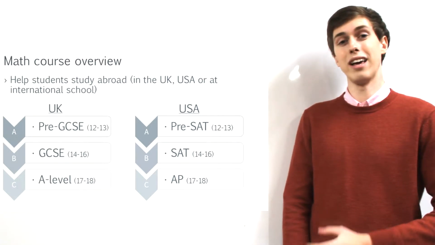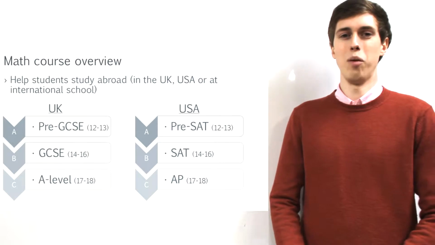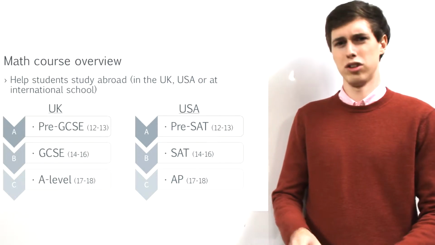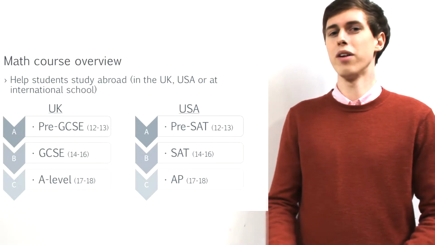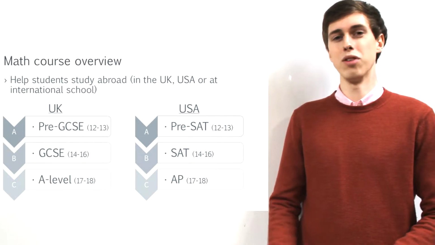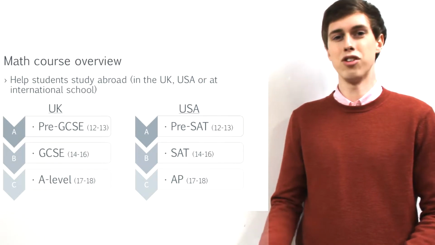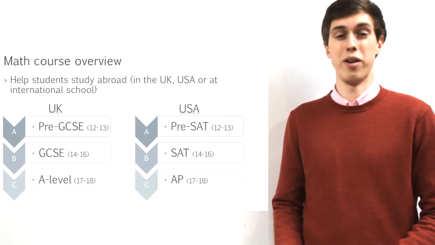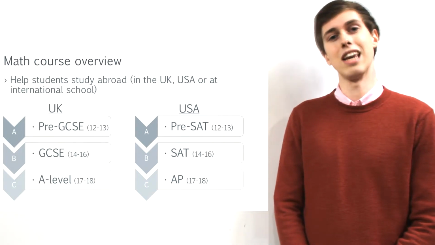Starting with the UK syllabus, we begin with Pre-GCSE, which is for age 12 to 13 students in the UK. Now, this material is very subjective. It depends on the level of the student, so we have to determine the material individually based on the student's current math ability. The next level is, of course, GCSE.